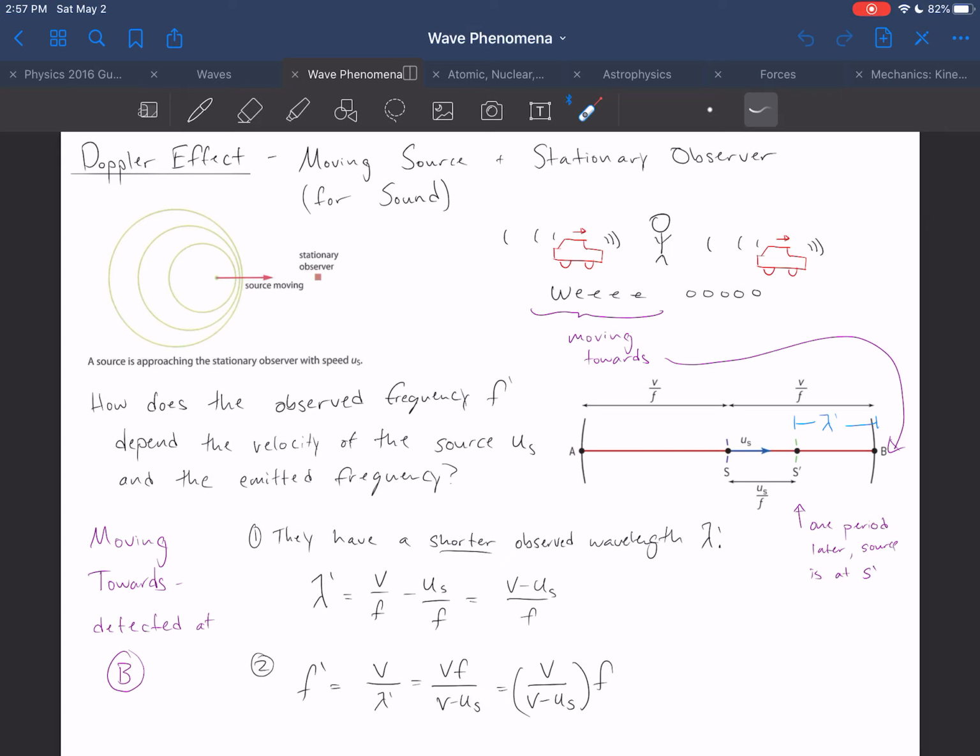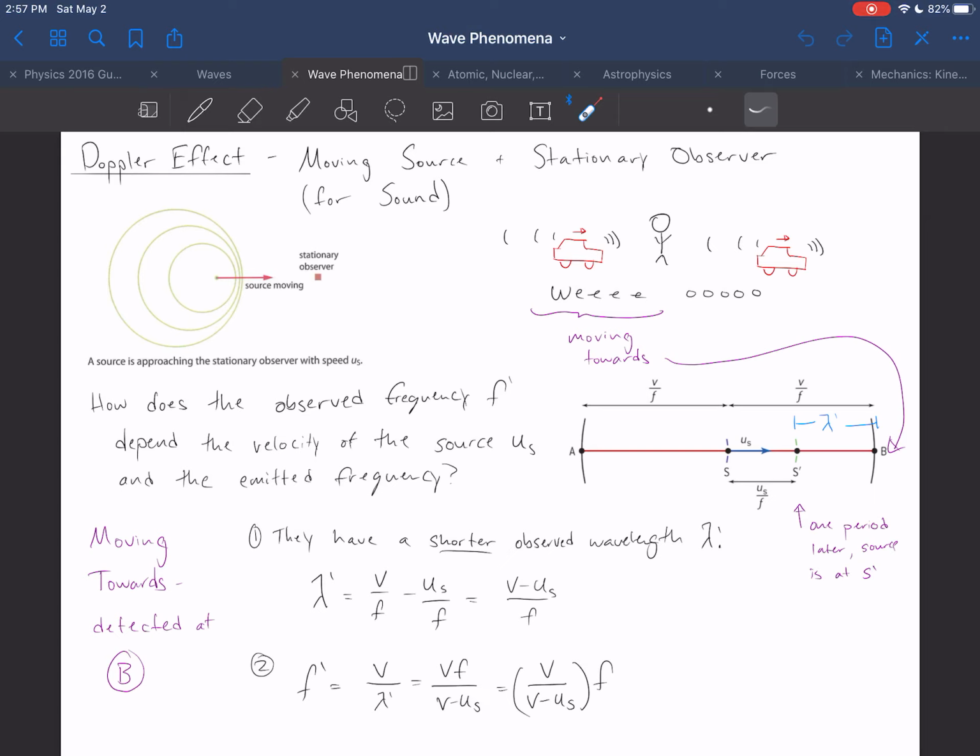Now, why did we do that? Didn't we already have lambda prime? Well, lambda prime was not written in terms of the original wavelength. So what we want to know is how f prime depends on the original frequency and then the other variables.